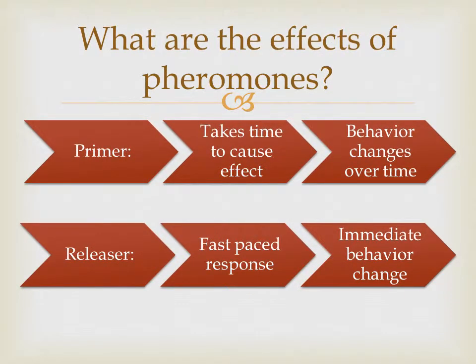Pheromones act as either a primer or a releaser. Primers take time to cause an effect. They may result in a change of hormone production over time, lead to behavior change over time, or have a long-term effect gradient. Releasers, on the other hand, cause immediate change of behavior.